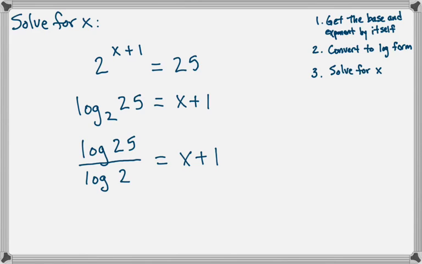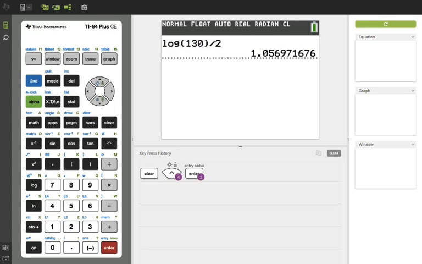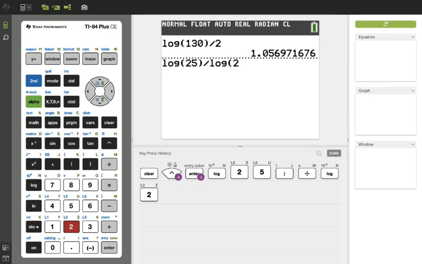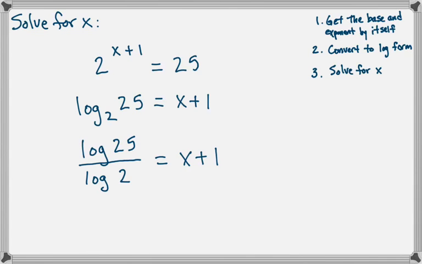So we're going to go over to our calculator, and we're going to hit log of 25. Close that parenthesis out, otherwise your calculator might have some issues. And then we're going to divide this by log of 2. And the base always goes on the bottom for the change of base formula. So that would give me 4.64. So 4.64 is what this logarithm equals, and then equals x plus 1.